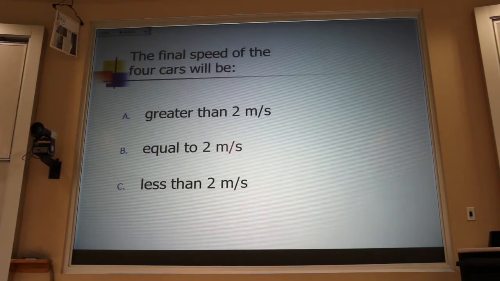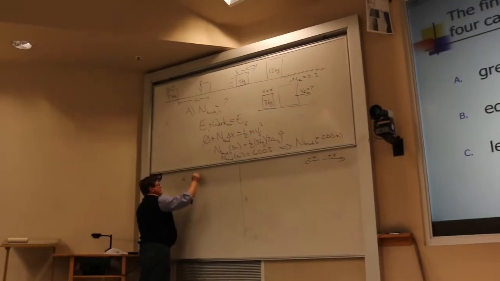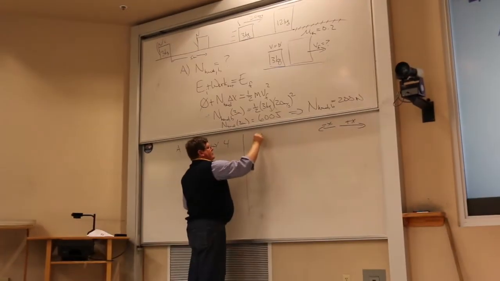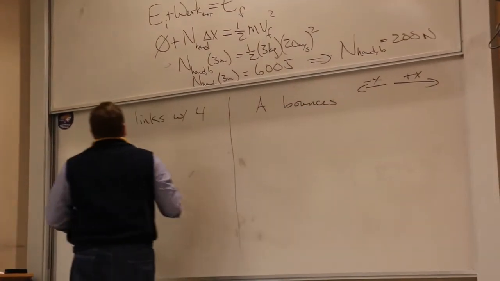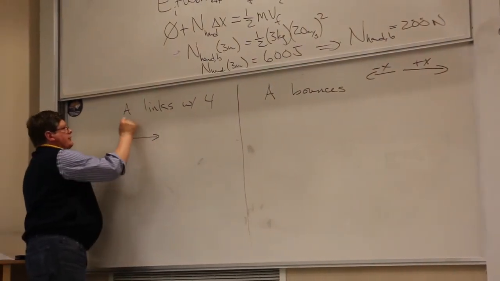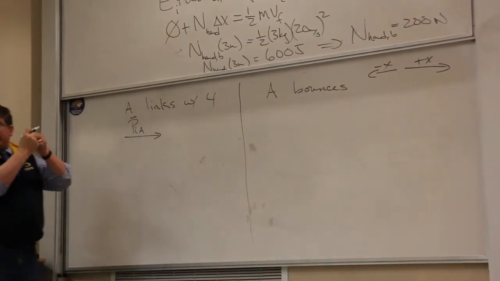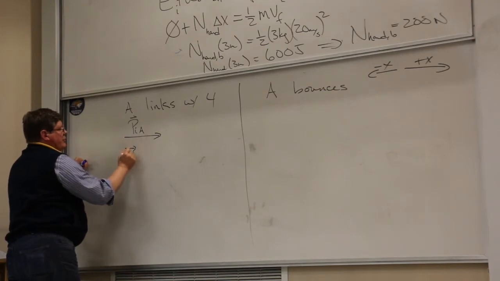Let's look at two situations. One where A links with the 4, and the other one where A bounces. If A links with the 4, it comes in with a certain momentum, and it links and still moves to the right, so A still has momentum to the right, just not as much.